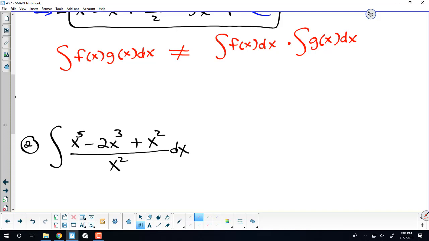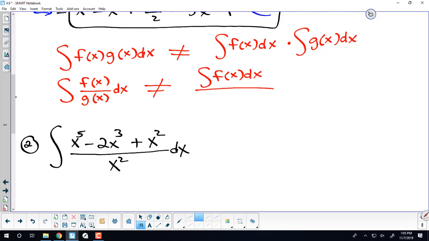So this is not true, nor is the antiderivative of f over g the same thing as the antiderivative of f divided by the antiderivative of g. If g is not 0 here or 1, it could be a special case, but in general, you don't anti-differentiate across a product or a quotient.